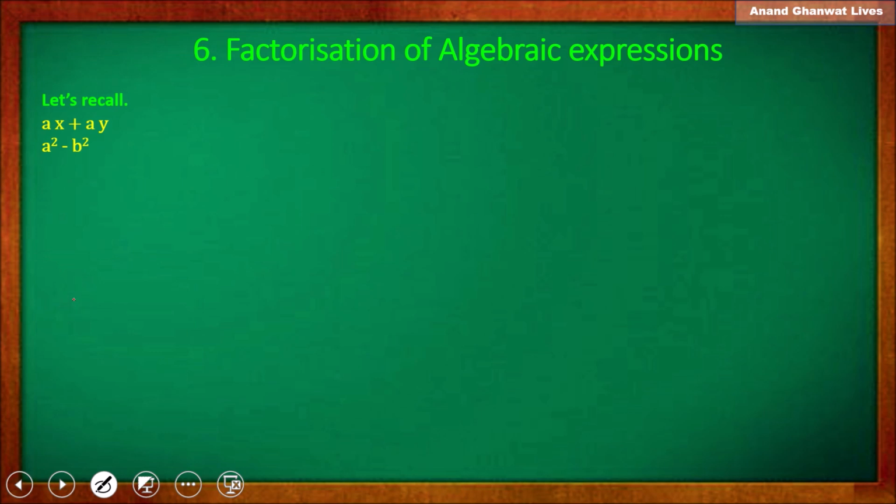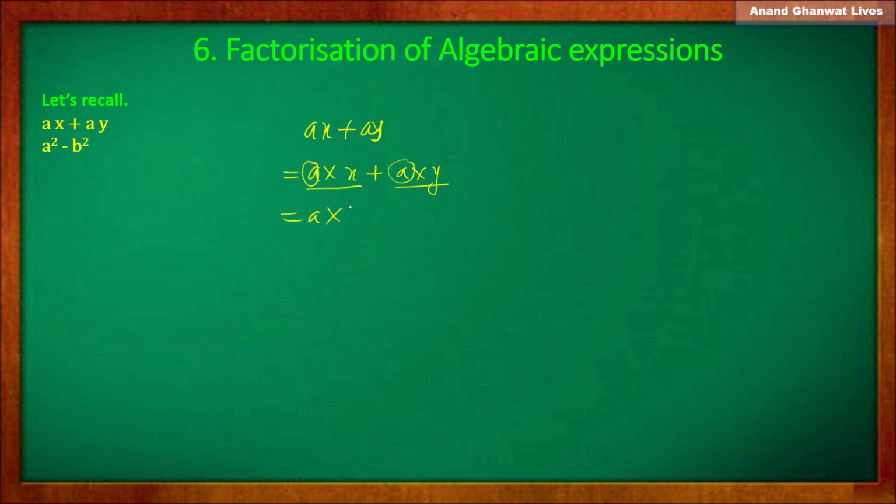First, let us try to factorize ax plus ay. Ax, which is the first term, can be written as a into x, and second term ay can be written as a into y. Now in the first term and second term, which is the common factor? Yes, a is the common factor. So a into bracket x plus y. So a into x plus y, that is the factors of given algebraic expression ax plus ay.